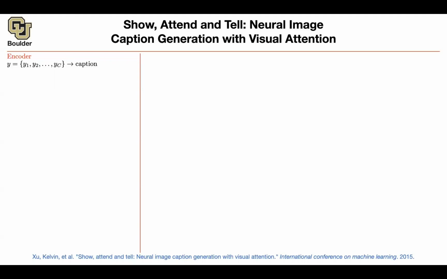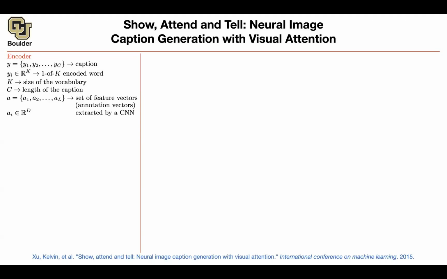For the decoder, you want to generate captions. So your captions are sequences of length C. I'm just introducing notation. Each y_i here is a one-of-K encoded word. K is the size of your vocabulary. C is the length of the caption. For a, you take an image and then turn it into a set of feature vectors using a CNN. This is going to become more clear if I give you an example.